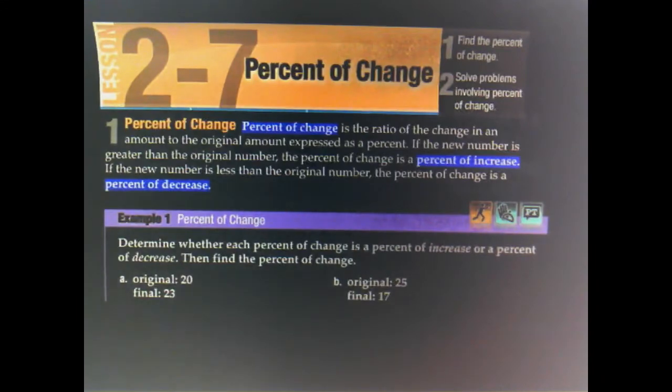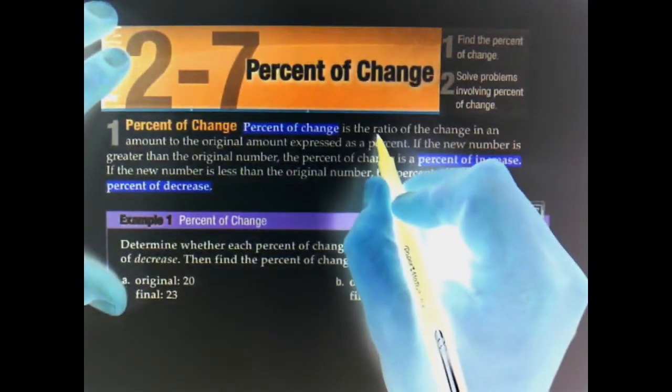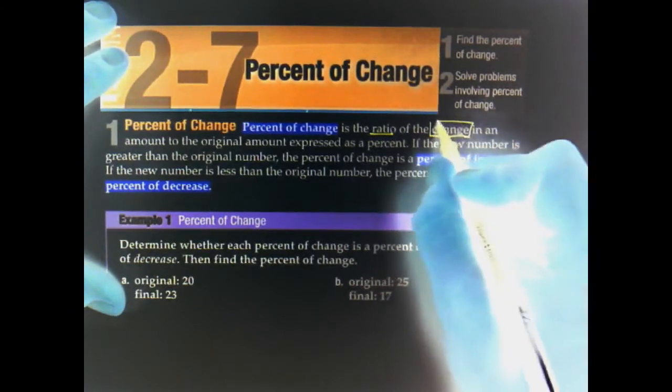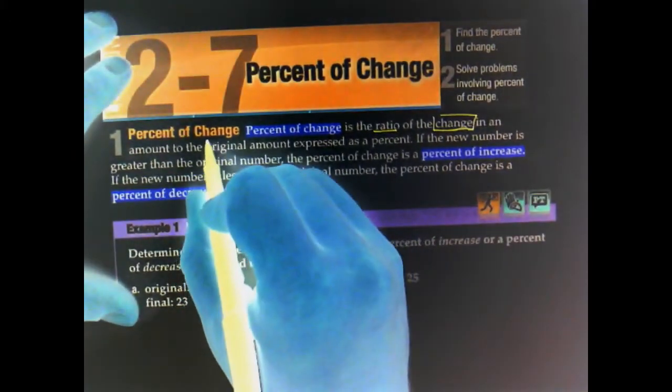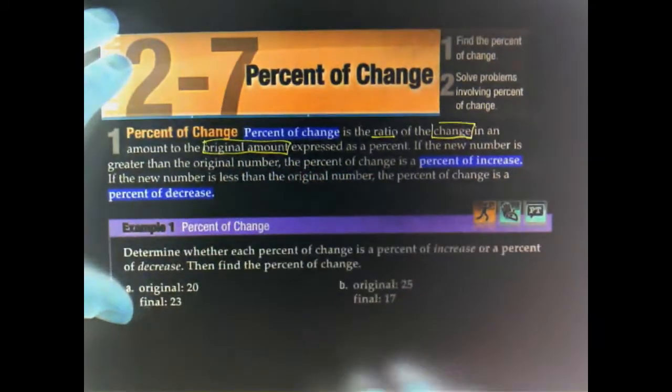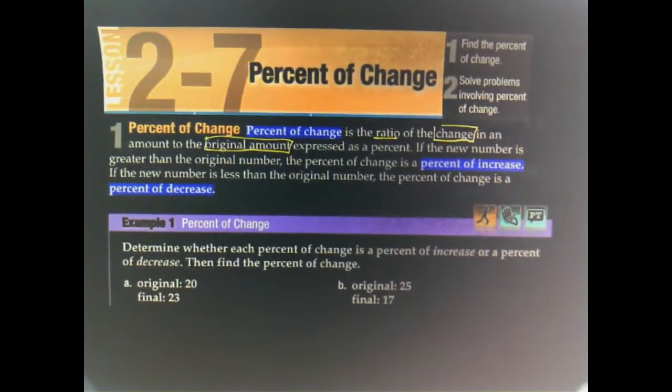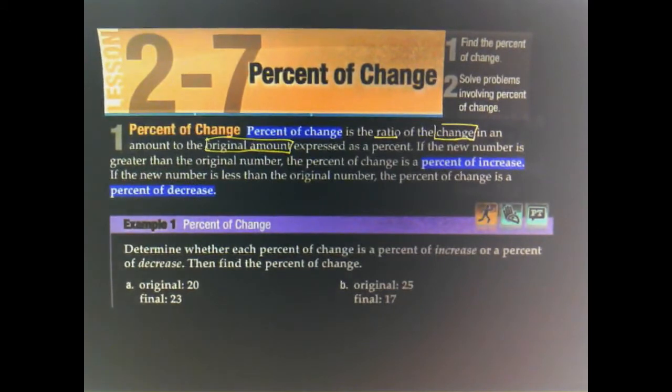So to start with, what is the percent change? It is the ratio of the change in an amount to the original amount, and it is expressed as a percent. If the new number is greater than the original number, then the percent change is a percent increase, it's gone up. If the new number is less than the original number, the percent change is a percent decrease.